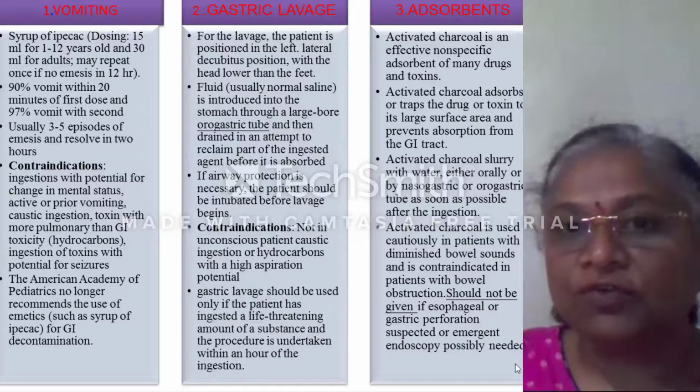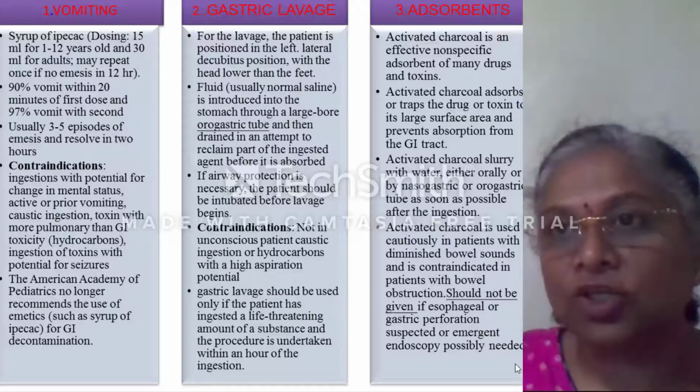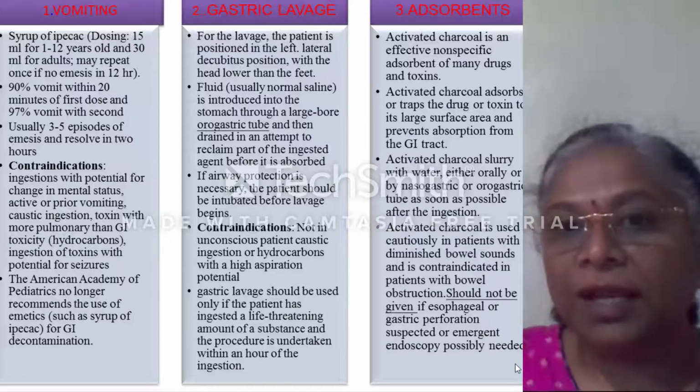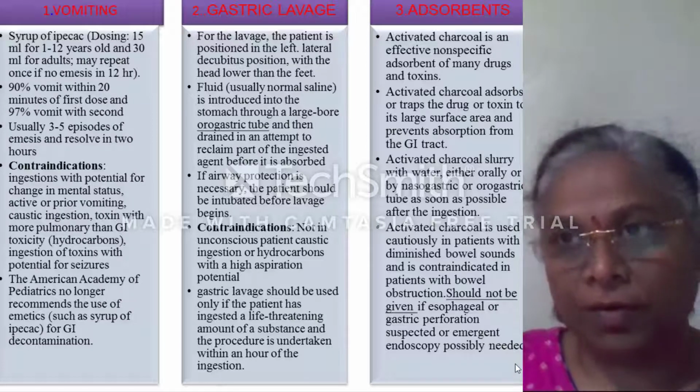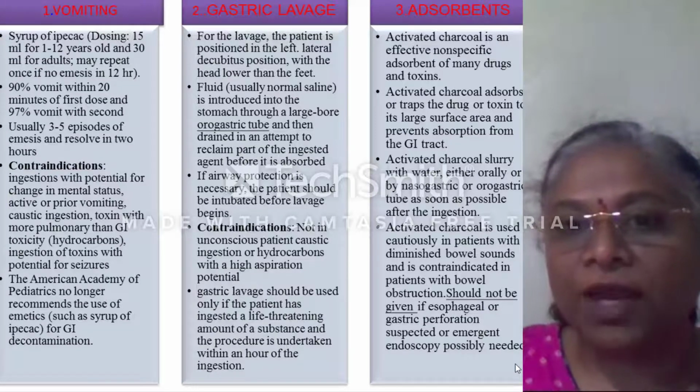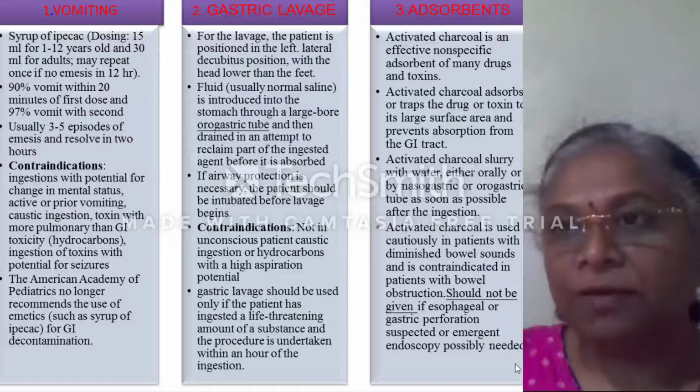It is introduced into the stomach through a large bore orogastric tube, and then the fluid is drained out in an attempt to expel the ingested part of the poison before it gets absorbed. If airway protection is necessary, then the patient should be intubated before gastric lavage begins.